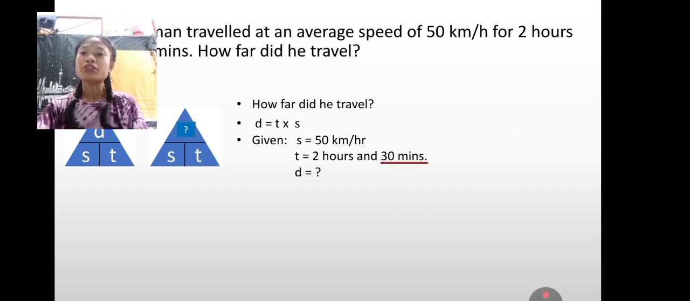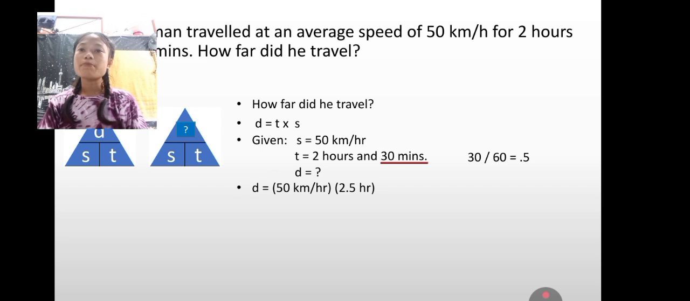Unya i-convert nato kining minutes. So, dapat hours ang standard nga unit sa atong time. So, convert na to siya into decimal. 30 divided by 60, the answer is 0.5. Ato na siyang i-connect. So, it means that ang time nato is 2 hours and 0.5 hours.